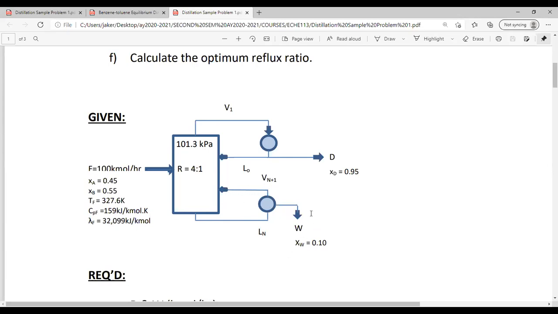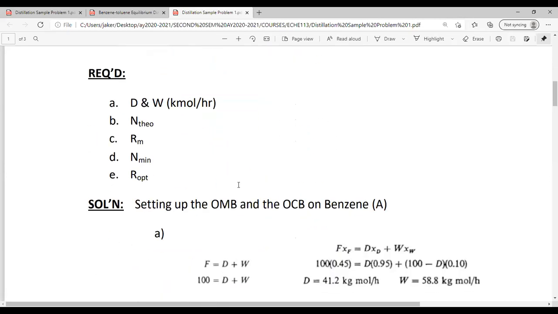This is your bottoms liquid. This is your distillate. This is your reflux, L0. And this is the vapor coming from the first plate of your tower, or the topmost plate of your tower, that is being condensed in the condenser. This is your condenser and this is your reboiler. And these are the things that you are to determine.